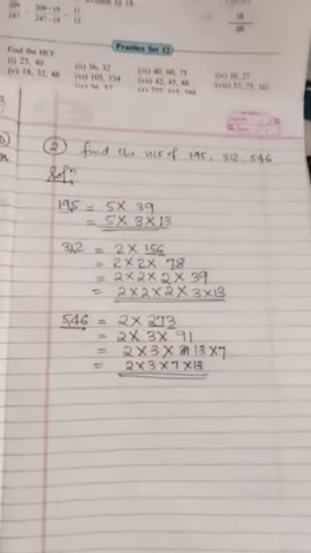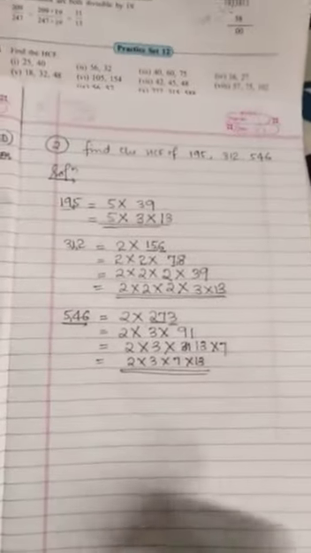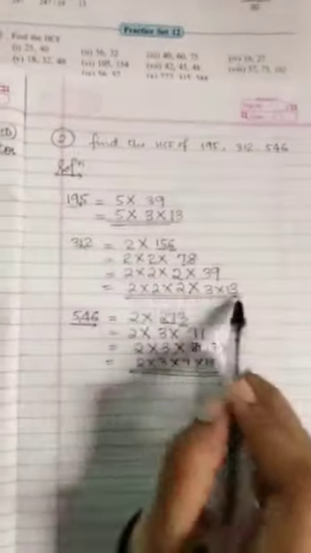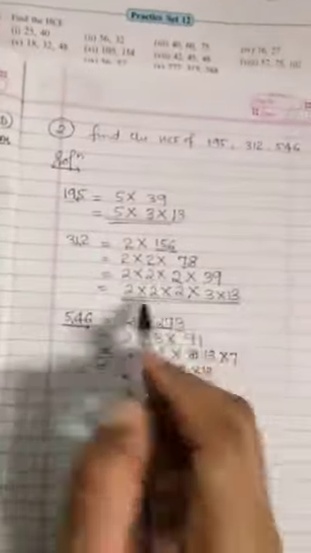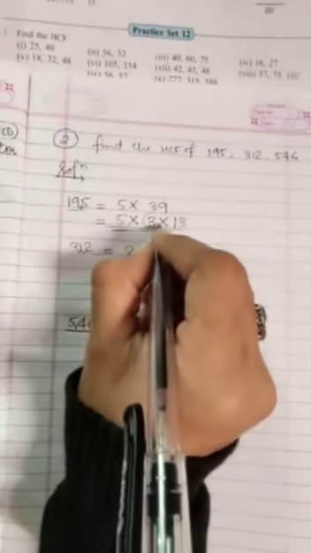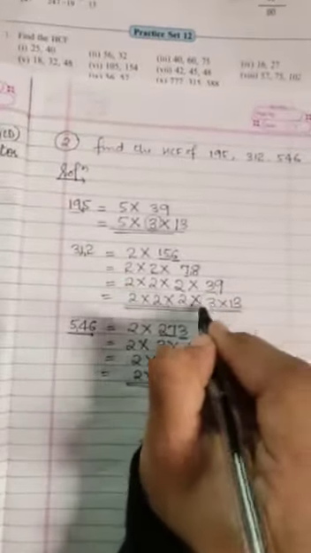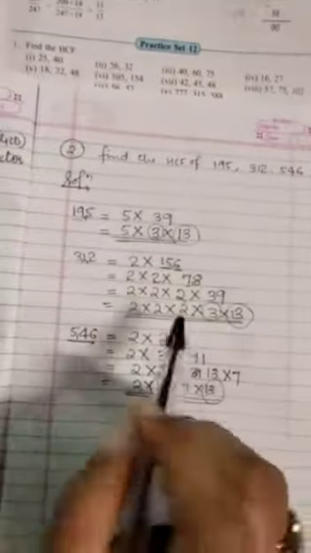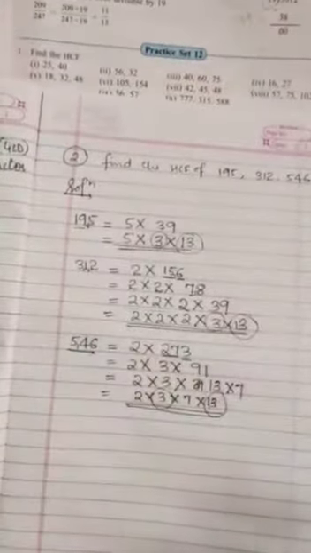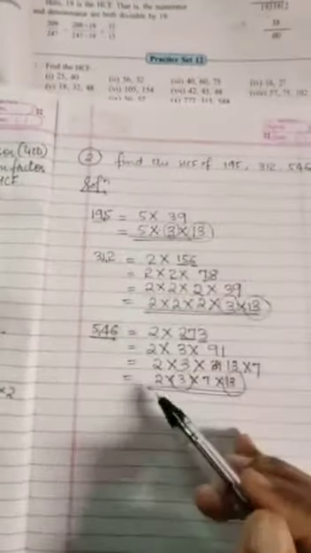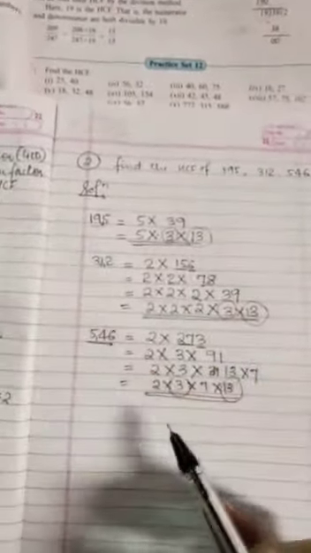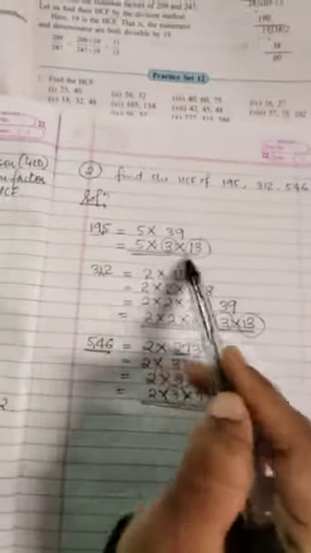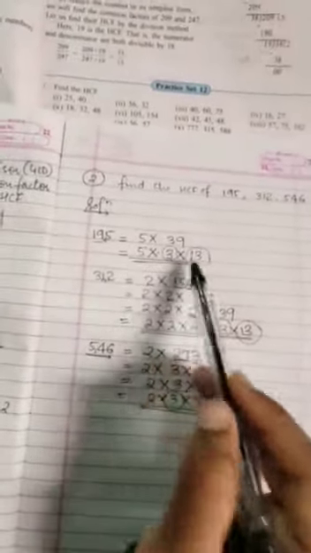Now we have to find out the common factor. See, 5 is there, 5 is not there, 5 is not there. 3 is there. I'm just circling it because I have done underline. 3 is there, 3 is there. Then 13 is there, 13 is there, 13 is there. Take this 13 also. 7 is there, 7 is not there, 7 is not there, so we have to leave it. 2 is there, 2 is not there, so we will not take 2. Again 2 is there, 2 is not there, 2 is not there.